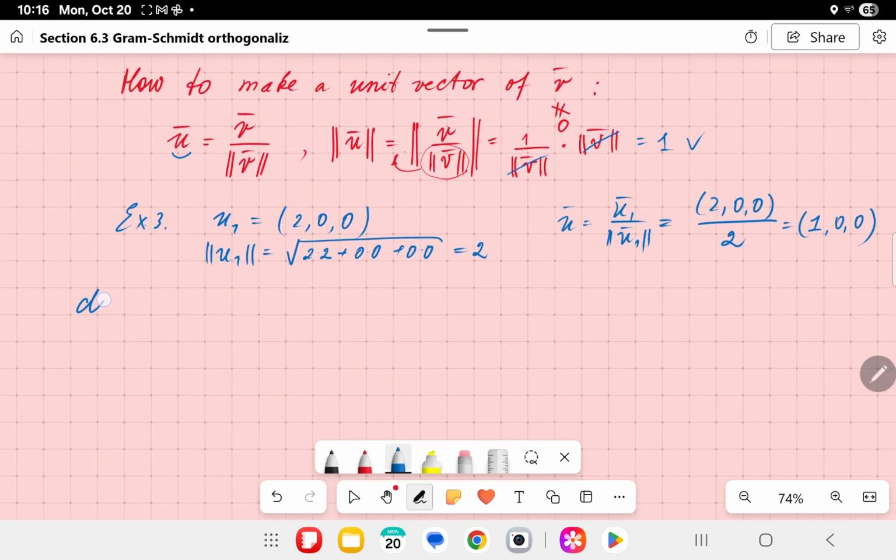Another definition. If a basis is an orthonormal set, we are going to call this basis an orthonormal basis.